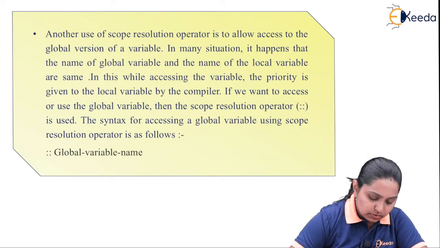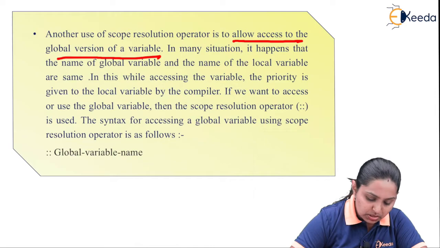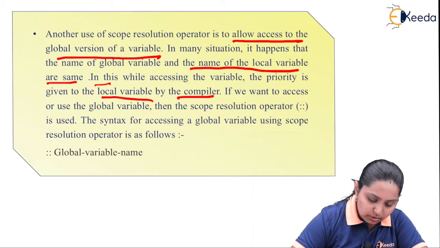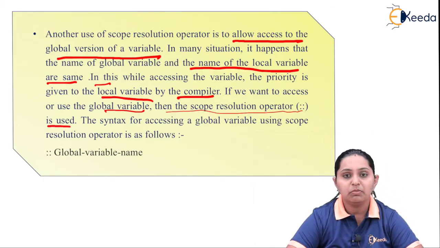Another use of the scope resolution operator is to allow access to the global version of a variable. In many situations, it happens that the name of a global variable and the name of a local variable are the same. In this case, while accessing the variable, the priority is always given to the local variable by the compiler. So if we want to access the global variable, at that time you can use the scope resolution operator to get the accessibility of the global variable.